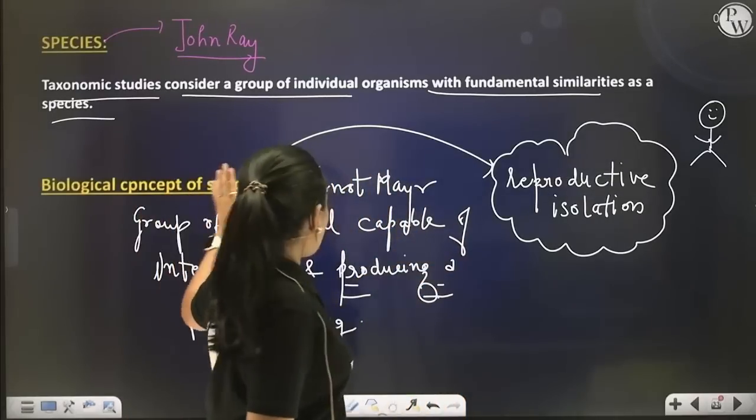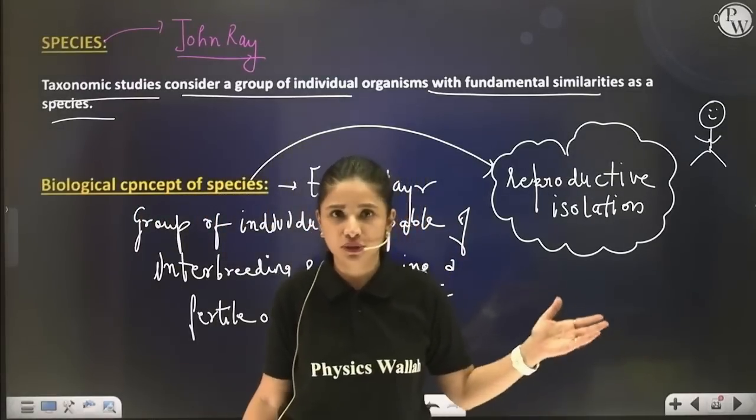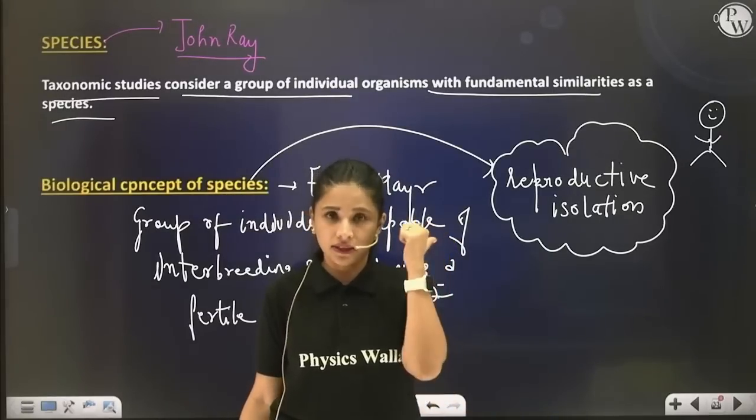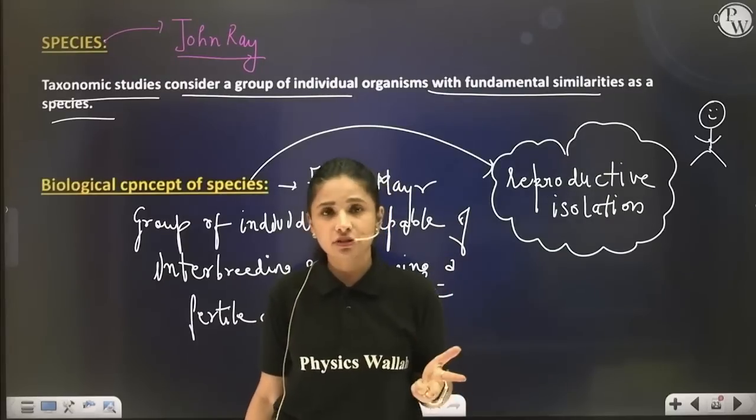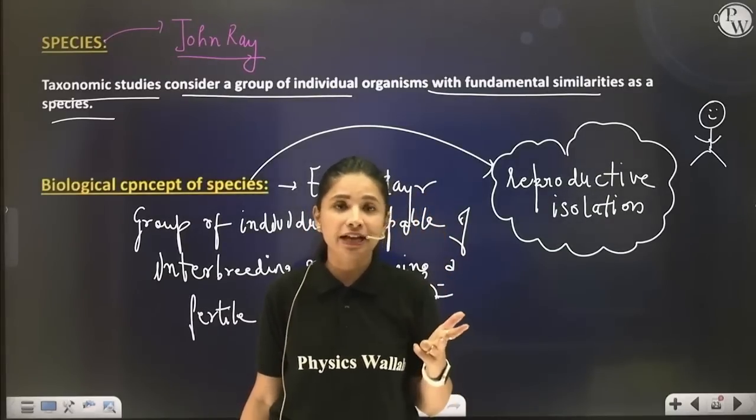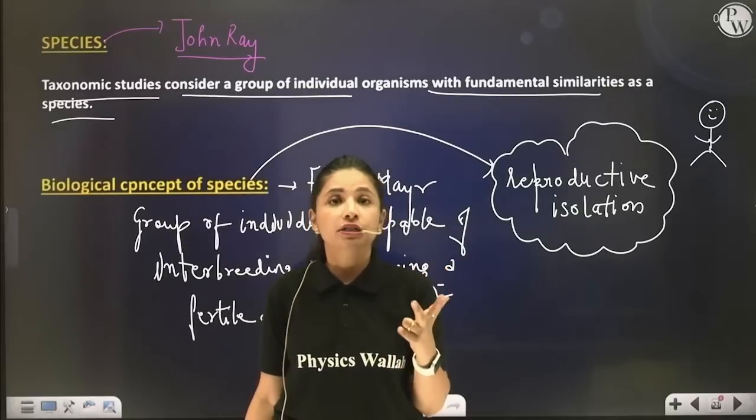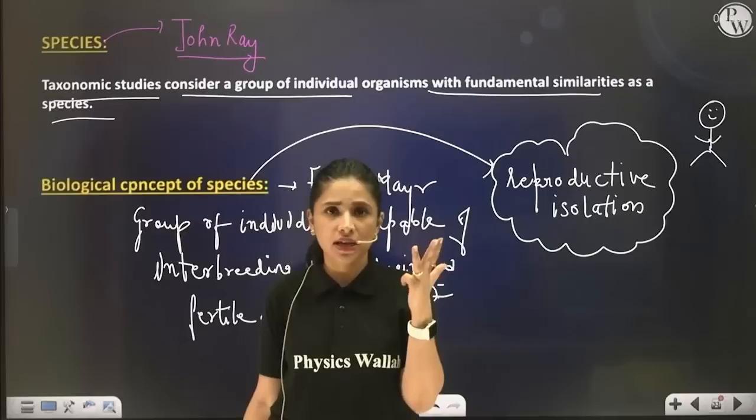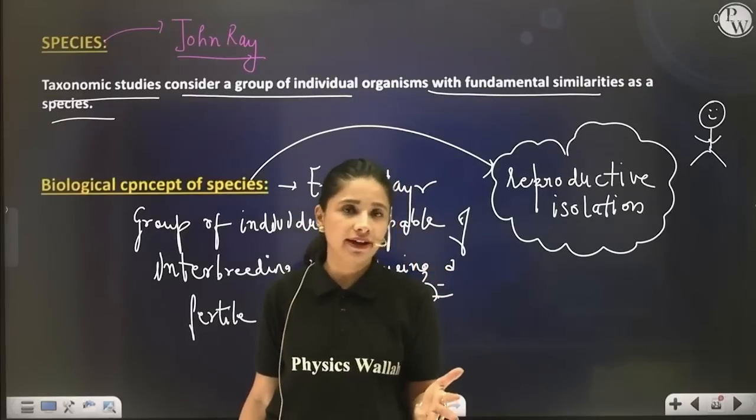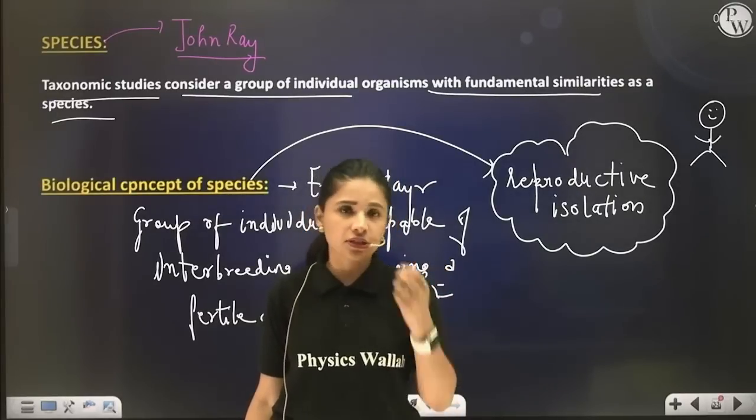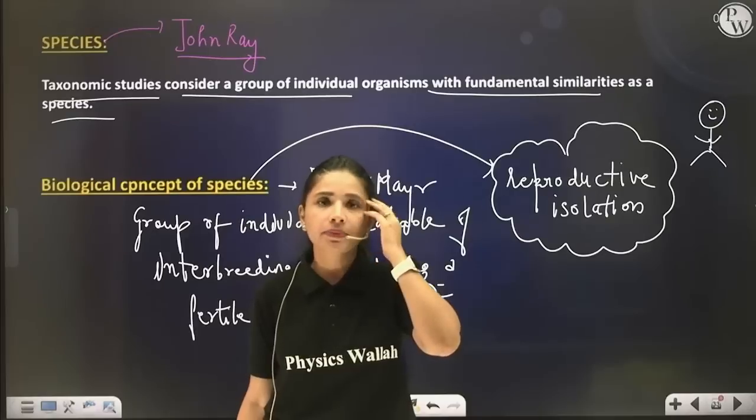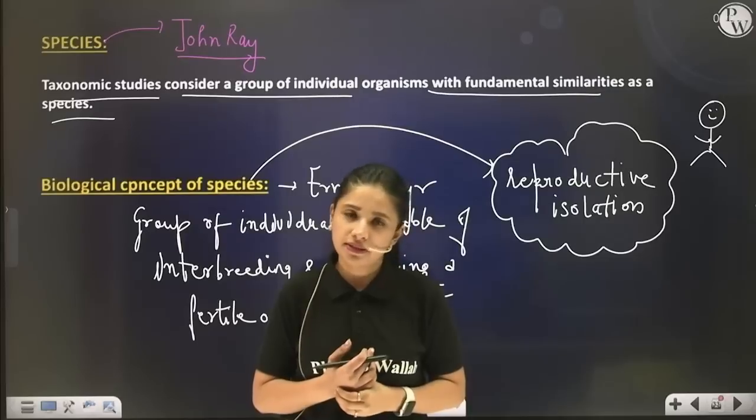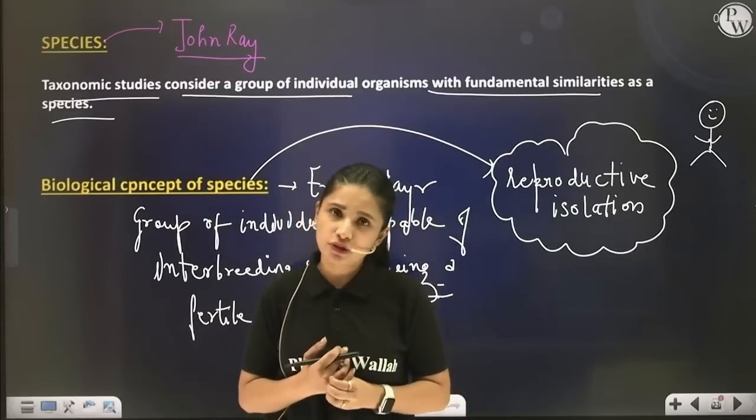Right. So I hope the biological concept of species is also clear. This is the lowest most category of classification. The term was given by John Ray. Taxonomically, the species is actually a group of individuals who share fundamental similarities. The biological concept of species by Ernst Mayr, based upon reproductive isolation, says that two different individuals capable of interbreeding and producing a fertile offspring should also be kept in the same species. I hope the species concept is clear.